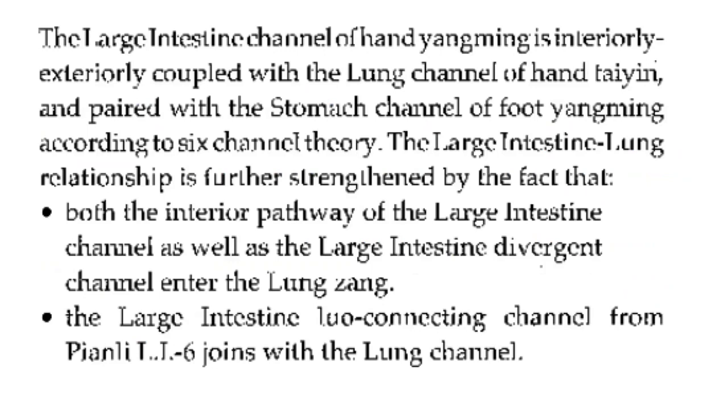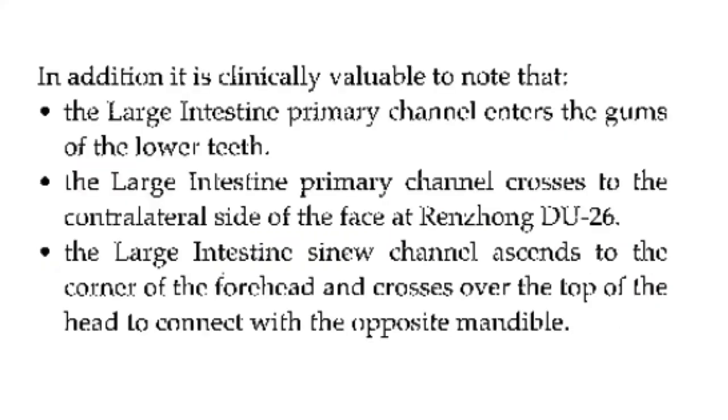The large intestine-lung relationship is further strengthened by the fact that both the interior pathway of the large intestine channel as well as the large intestine divergent channel enter the lung zang. The large intestine luo connecting channel from LI6 joins with the lung channel. In addition, it is clinically valuable to note that the large intestine primary channel enters the gums of the lower teeth. The LI primary channel crosses to the contralateral side of the face at DU26.